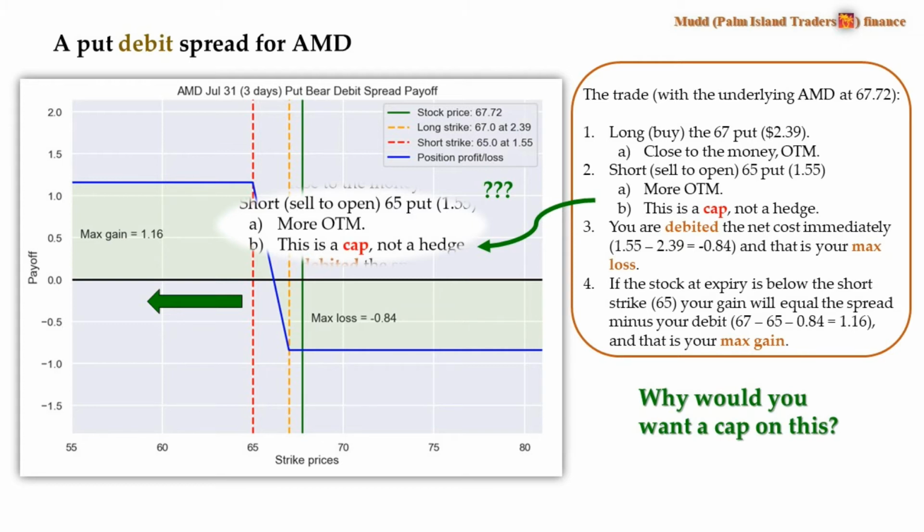Because after all, if you simply took step 1 and bought the 67 put for 2.39, then of course, if the stock went below 65, you would continue to experience increasing gains. Imagine what this chart would look like if the blue line continued to 60. It would be off the chart. It's clearly not a hedge. You're not reducing your risk by taking the short position. So we're going to have to explain that here, one way or the other, in just a minute.